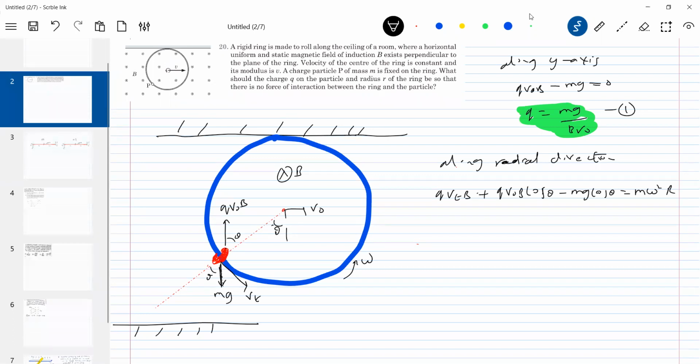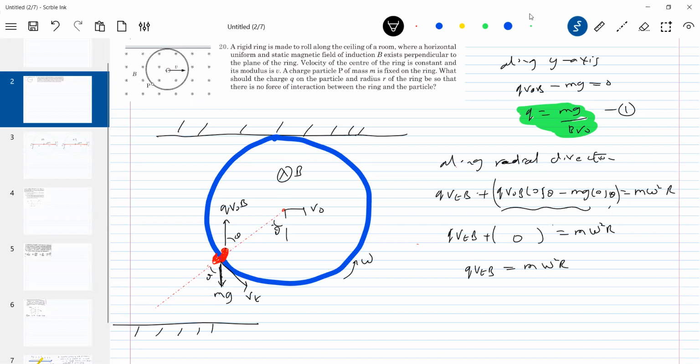These two will cancel out. These two will cancel out. These two will cancel out. So QVTB is equal to, bracket will write it, this will be 0 equal to m omega square r. So now QVTB is equal to m omega square r.